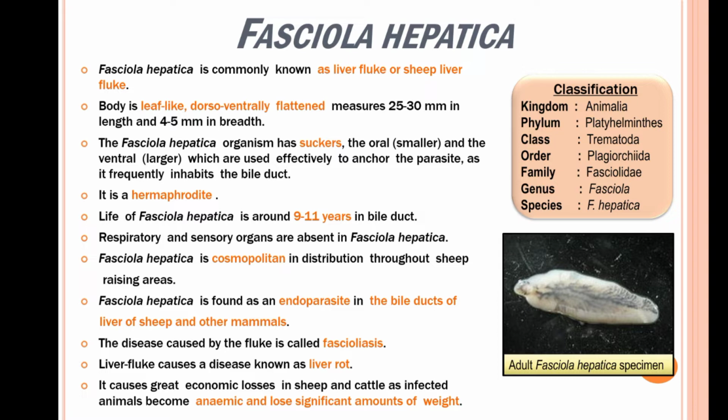It is a hermaphrodite. Life cycle of Fasciola hepatica is around 9 to 11 years in bile duct. Respiratory and sensory organs are absent. It is cosmopolitan in distribution throughout sheep raising areas. It is found as an endoparasite in the bile ducts of liver of sheep and other mammals. The disease caused by the fluke is called fascioliasis.